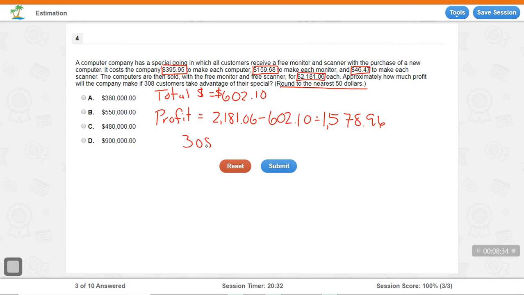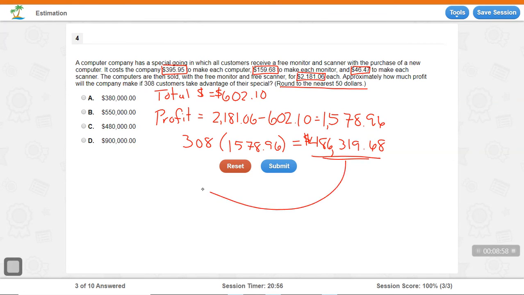All right, that means what's their total profit? Well, if they had 308 customers, I can multiply that by the 1,578.96, and I find that their total profit, all right, altogether was $486,319.68. All right, and if we look, that answer we can identify that it is closest to this one right here, 480,000, which gives us the answer right away. Again, since you can use a calculator, great route to take.